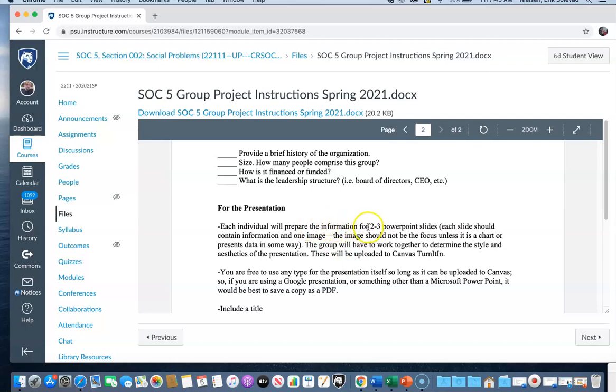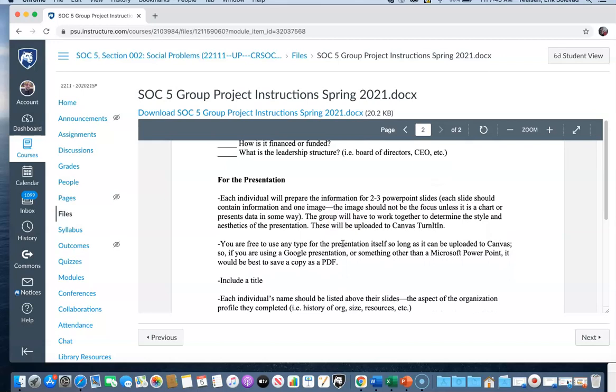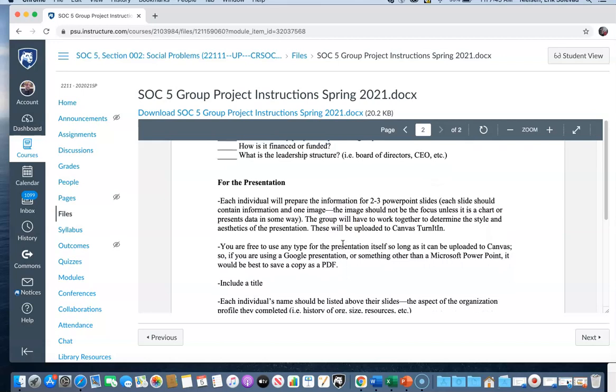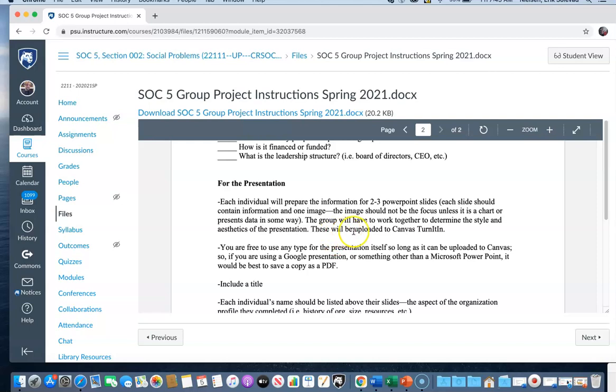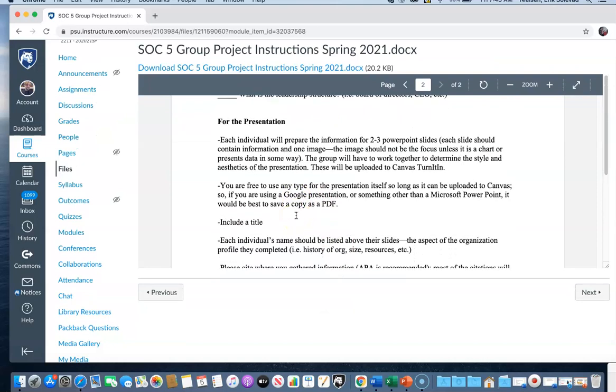And then for the presentation, as I said, each of you will prepare two to three PowerPoint slides, kind of basically the same information that you're putting in the document, and then you'll upload those to Canvas, turn it in, and I'll go over that later on. So you can use any type for the presentation so long as it can be uploaded to Canvas. So a PowerPoint or even a PDF is fine.